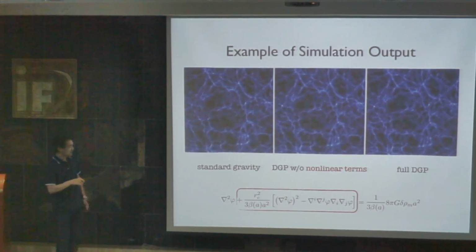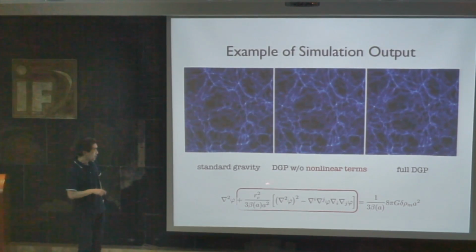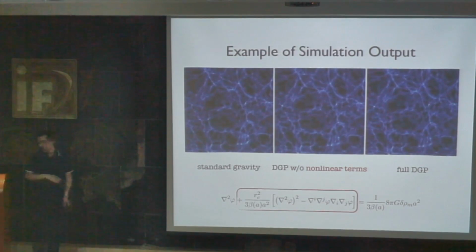So this is an example of the simulation of this model, and I have 3 models simulated here. These are the particle snapshots from redshift 0. The first is standard gravity, density field, with high density regions in white color and low density regions in black. The second panel shows a model in which I artificially removed this nonlinear term from the whole equation. And this is a model in which I solved the full equation. Of course, if you look at the matter distribution, visually there's no difference.